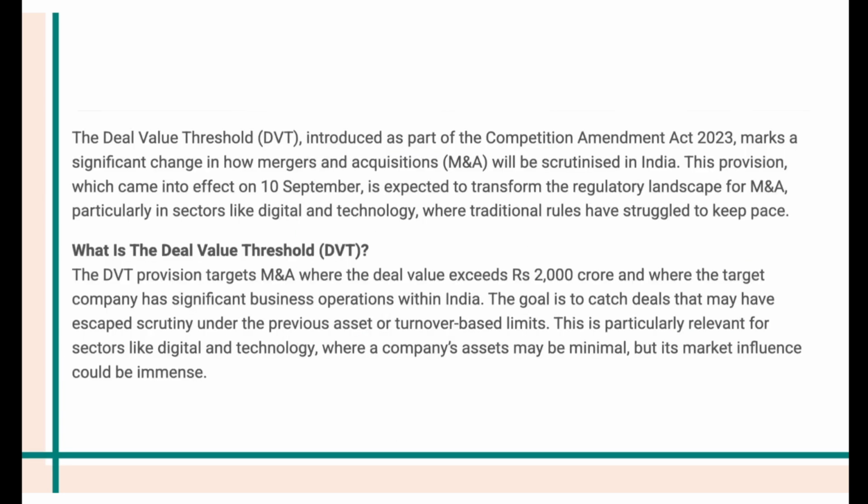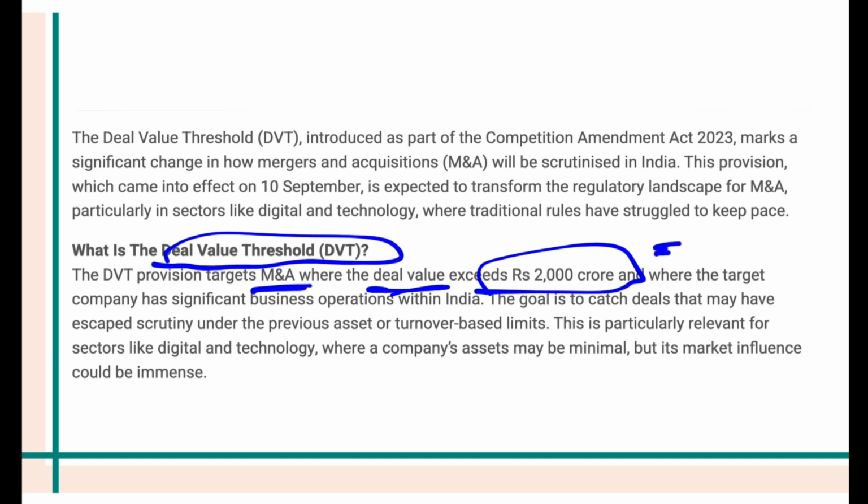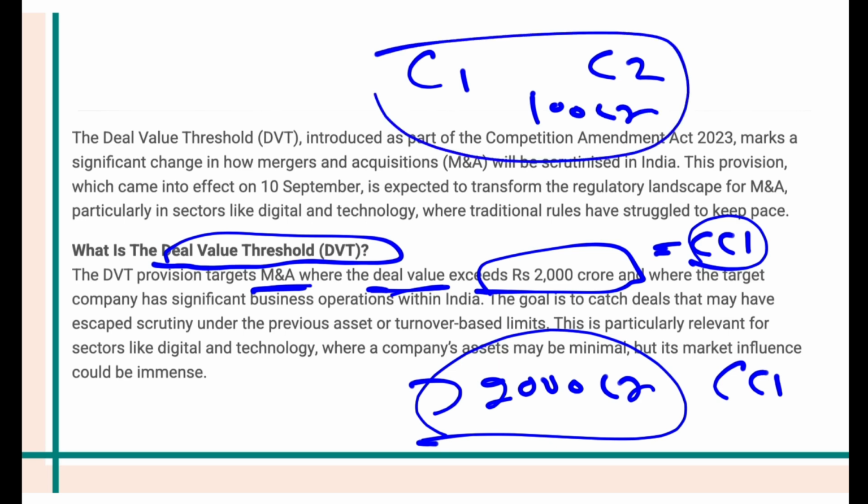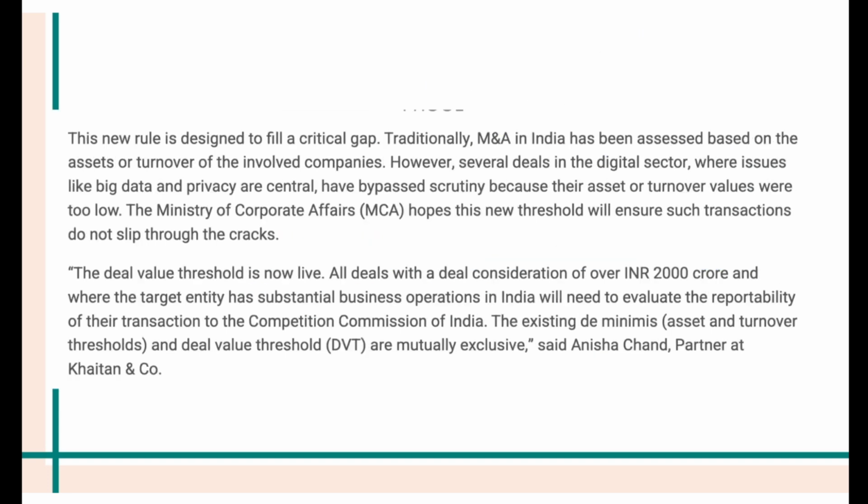And another very important thing, there is something called deal value threshold. So those merger acquisitions where the deal value exceeds 2000 crore have to be approved by the Competition Commission of India. Let's say company 1 is buying company 2 for 100 crore. Then does it require the permission of the Competition Commission of India? No, it does not. So the deal value threshold is more than 2000 crore only. If it is more than 2000 crore, only then is the permission required.